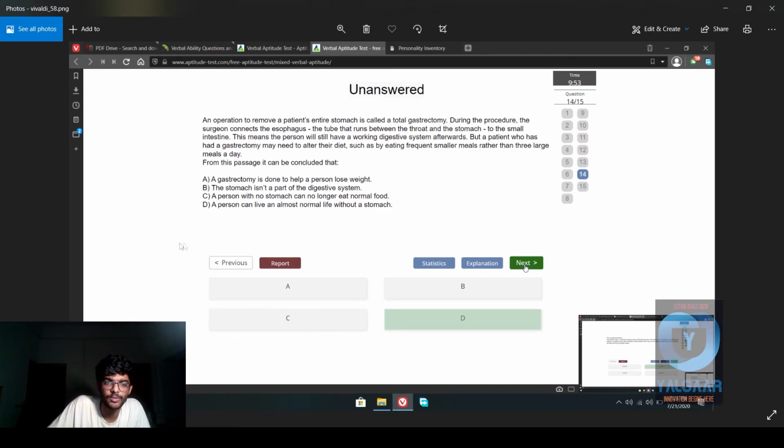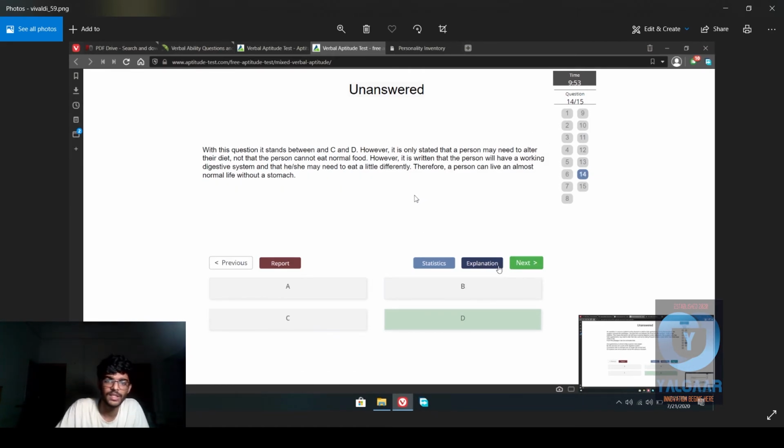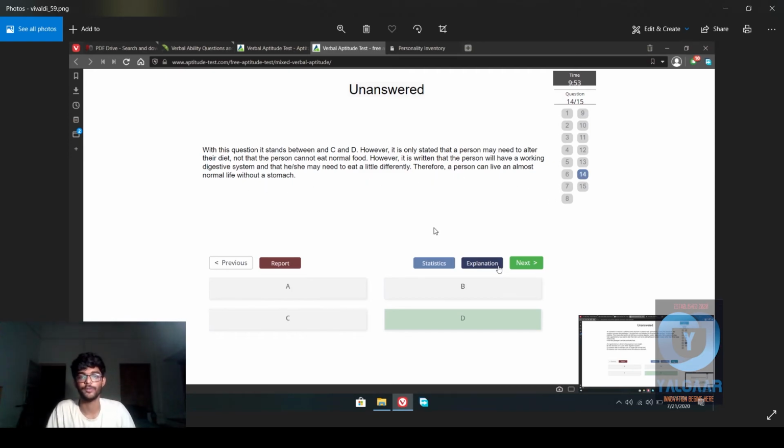They can live an almost normal life without a stomach. That also makes sense. In fact, that is what makes more sense than with no stomach can no longer eat normal food. You can eat normal food, but just smaller meals. It is that they may need to alter their diet, and not that they cannot eat normal food. However, it is written that the person will have a working digestive system, hence that is understandable.